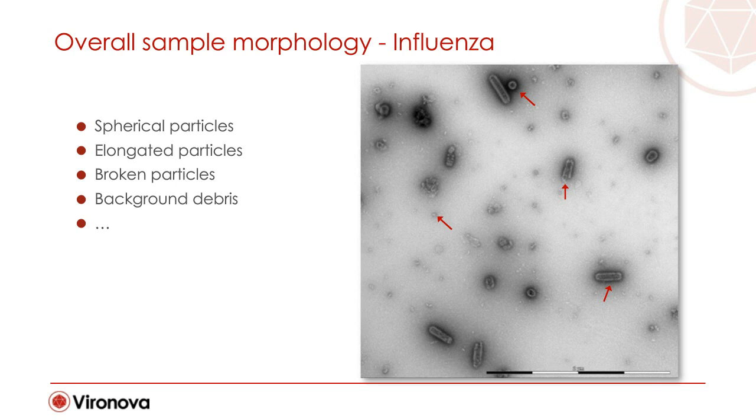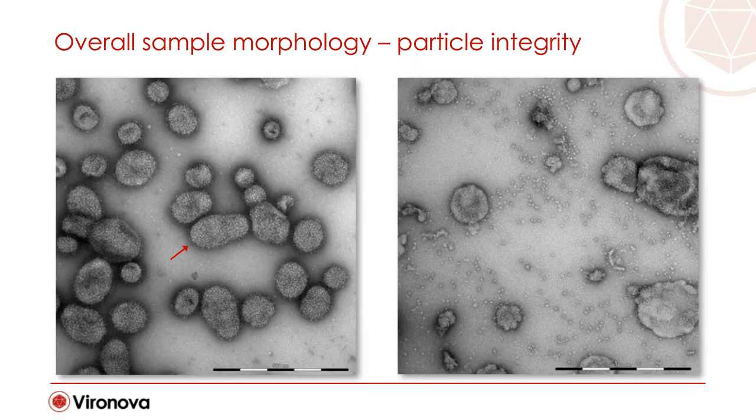And sometimes you need to go even deeper into the structure to get a good classification, looking into the finer structural details. Here to the left, you have a nice looking influenza sample with nicely decorated particles where you can see the spikes on the surface.